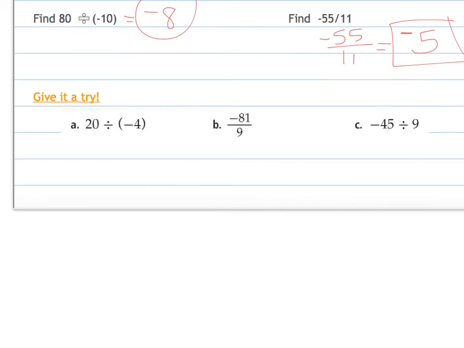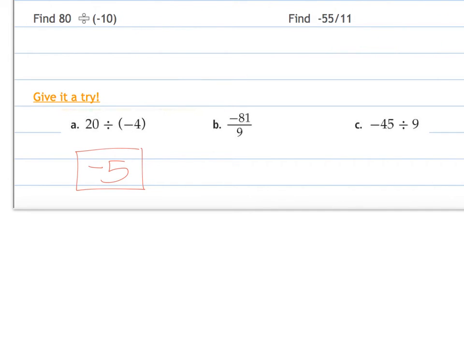Give them a try. Different signs, negative. 20 divided by 4 is 5. So notice how I pick the sign, then just do division as normal. Different signs, negative. 81 divided by 9, 9. Negative divided by positive, negative. 45 divided by 9, 5.